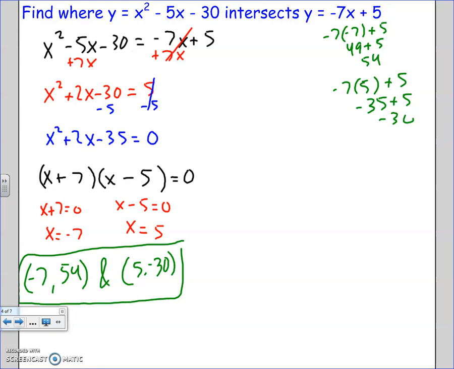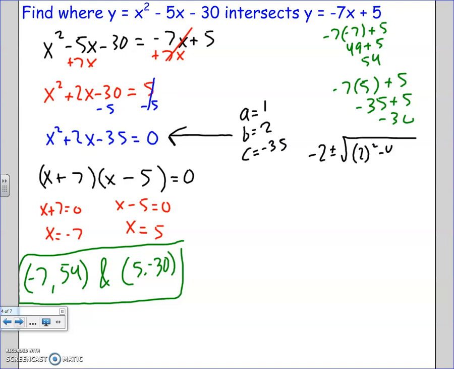Now, let me do the quadratic formula. So back to this step right here. We do the quadratic formula. We label A, B, and C. A is 1, B is 2, C is negative 35. The formula goes negative B, so the opposite of B, plus or minus the square root of B in parentheses, squared, minus 4 times A times C, all over 2 times A. You work on the inside. So that's going to be negative 2 plus or minus 2 squared is 4. Negative 4 times 1 is negative 4, times negative 35 is positive 140.